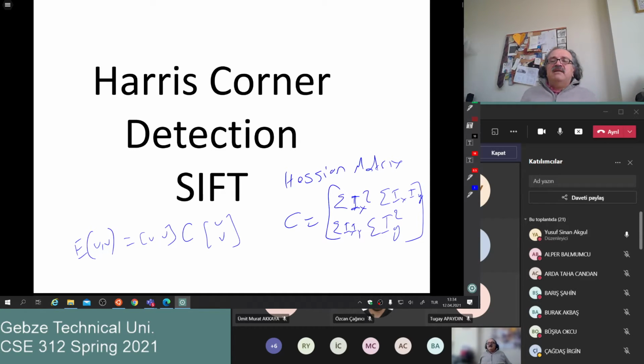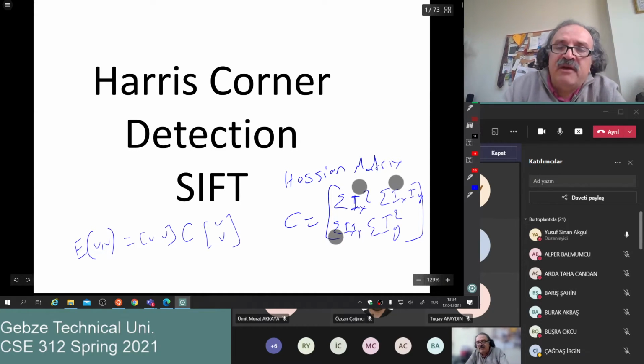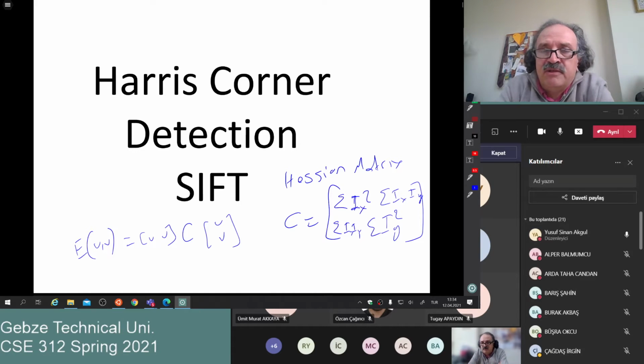And we said that the eigenvalue analysis, or the finding of the eigenvalues of this matrix, is the solution for our corner detection. If both eigenvalues are high, larger than 0, then we say that there is a corner. Otherwise, maybe there is an edge or constant region. We talked about this. That was the Harris corner detection.